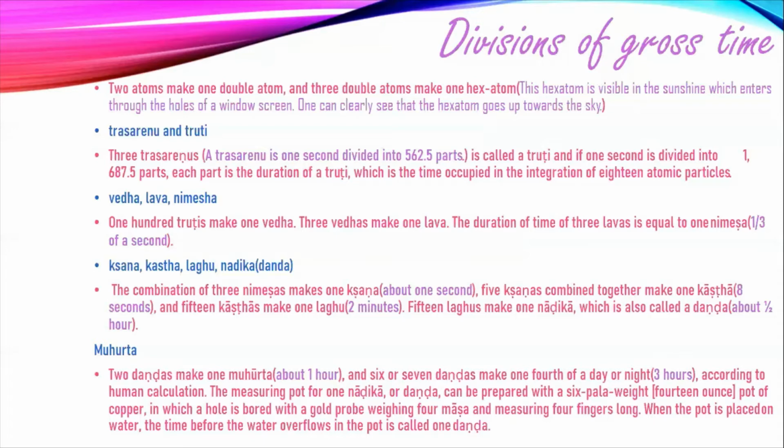The measuring pot for 1 Nadika or Danda can be prepared with a 6 pala weight, 14 ounce pot of copper, in which a hole is bored with a gold probe weighing 4 masha and measuring 4 fingers long. When the pot is placed on water, the time before the water overflows in the pot is called 1 danda.